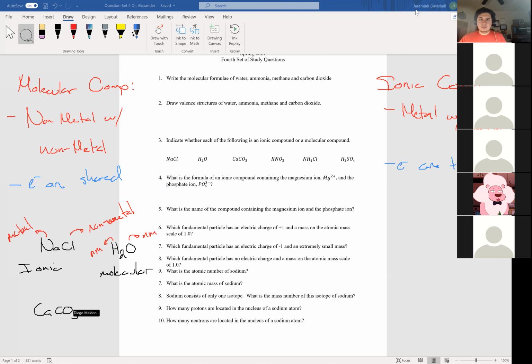Now CaCO3. Can someone tell me the name of this? Isn't it calcium carbonate? Yes, it is calcium carbonate. So this is carbonate, and this is calcium. What type of compound is this? Ionic. Yes, it is ionic. This is a metal, and this is a non-metal. So therefore, this one is ionic.